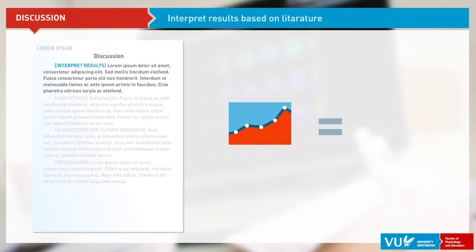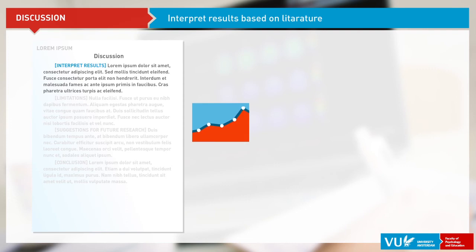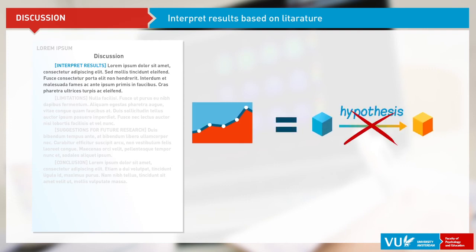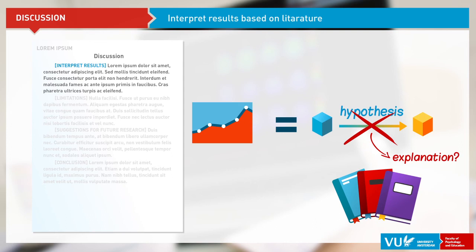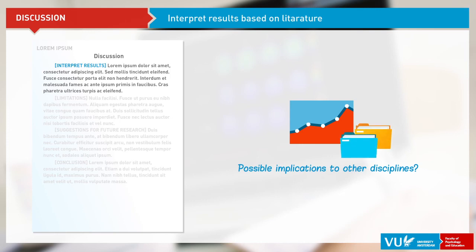Interpret results. Interpret the relationships you find and refer to the literature cited in your introduction. Also mention the results which were in contradiction with your hypothesis. Is there an explanation for these results? Try to find an alternative explanation based on literature. Also look at the wider context of your results. What are the possible implications to other disciplines?